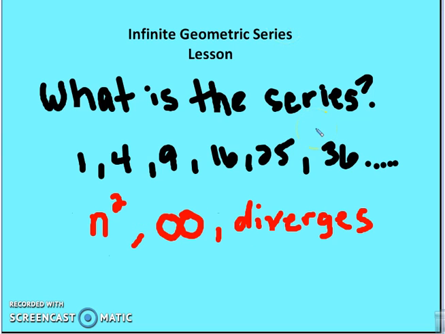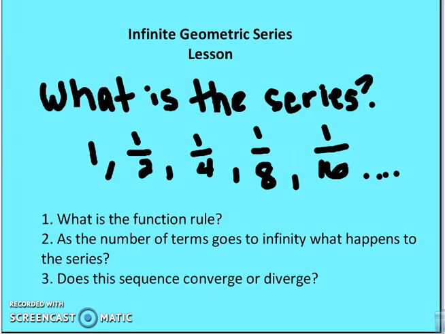All right, so you should get that the rule is n squared. The sum of the series is going to be infinity, and the sequence diverges. Remember, we said that the sequence diverges if it approaches or goes to infinity. So it diverges. All right, let's take a look at another sequence: 1, 1/2, 1/4, 1/8, 1/16.